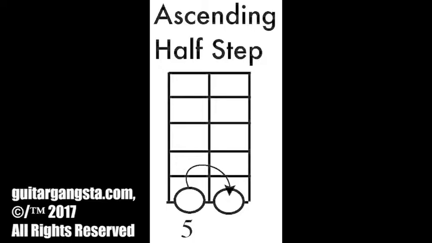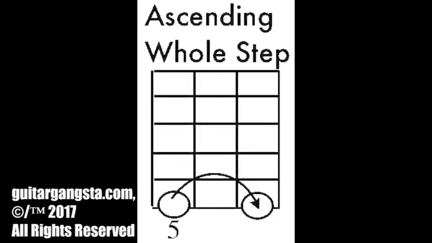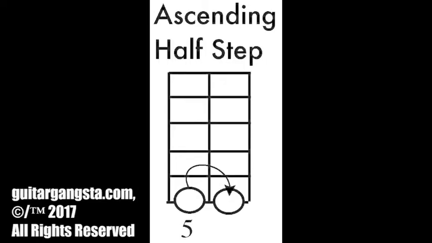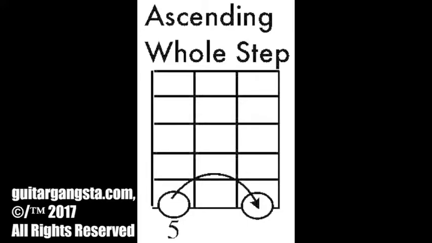It's kind of weird. And then if you move 2 frets, in other words, if I play fret 5 and then I skip over fret 6 and play fret 7, that's called a whole step. So moving 1 fret is a half step, moving 2 frets is a whole step, and that's only when you're on a single string, not 2 strings.